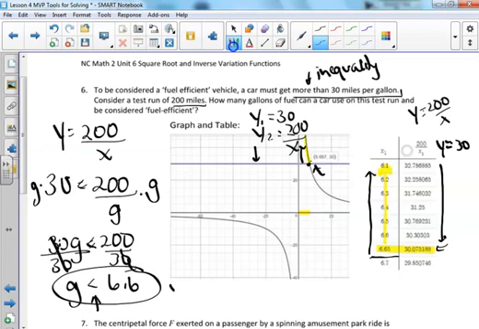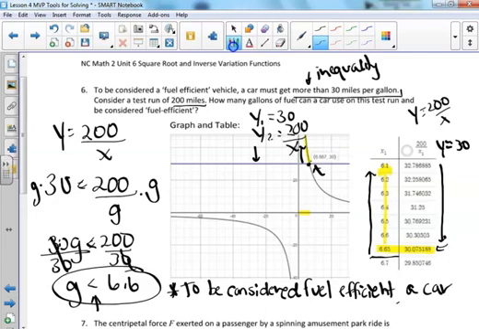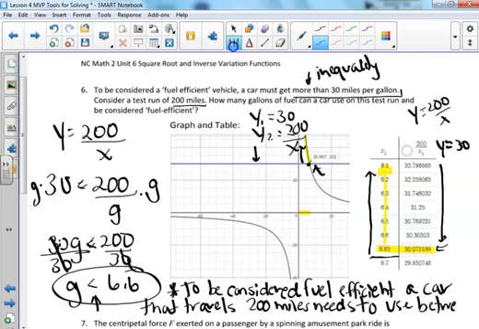Therefore, our statement that we can write here is: to be considered fuel efficient, a car that travels 200 miles needs to use between 0 and 6.6 repeating gallons of fuel.